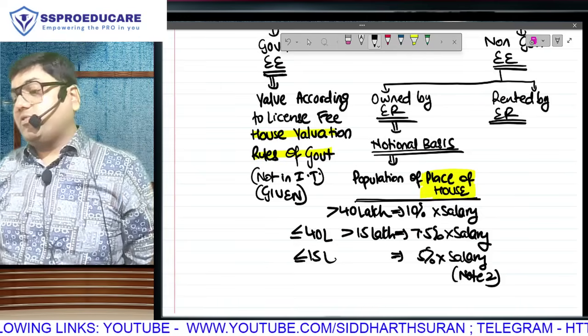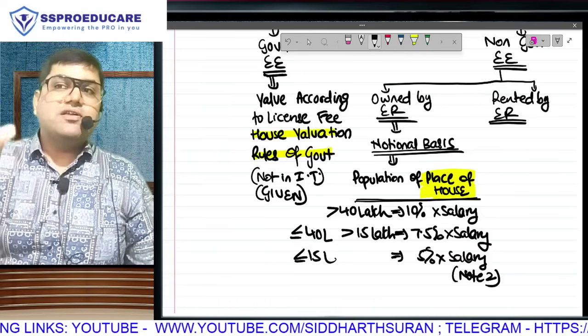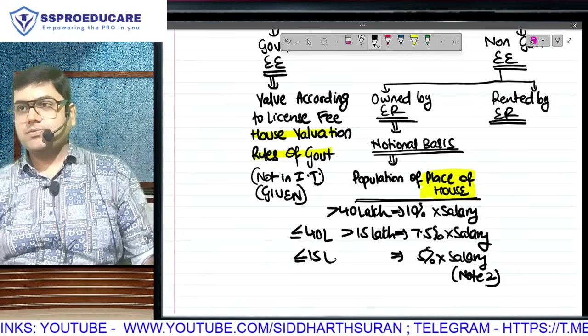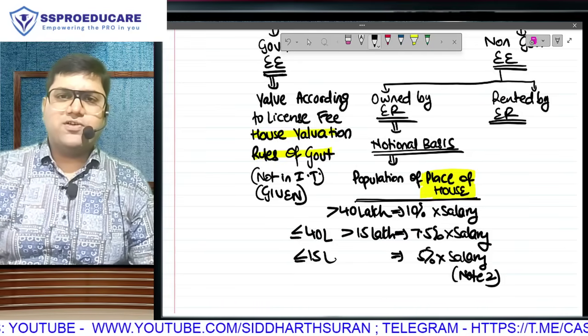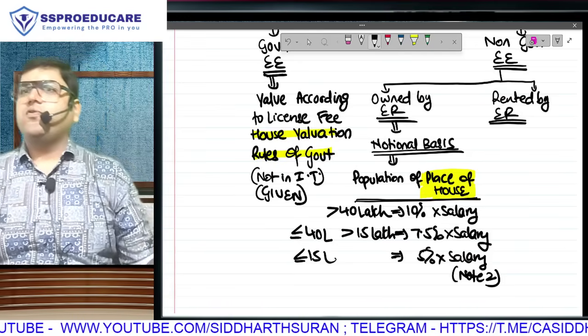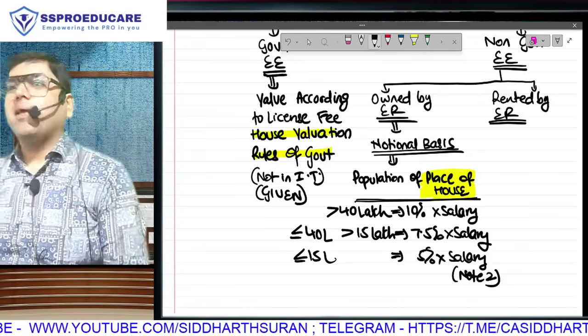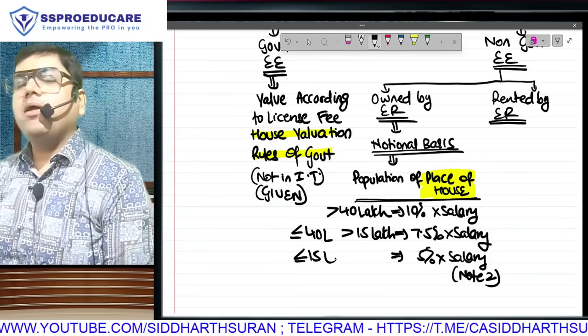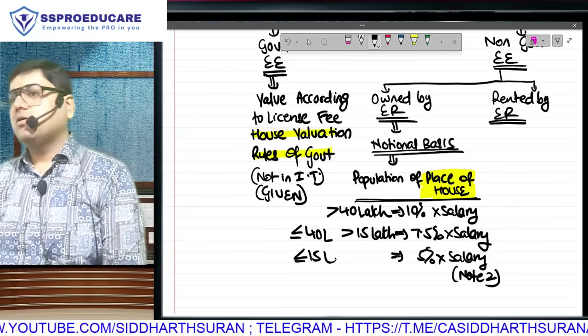When they have to ask you this question in the exam, either they will give you the population directly, or they will give you such an obvious place where you don't have to think. They will give you house provided in Mumbai. What do you think? Mumbai's population will be more than 40 lakh?